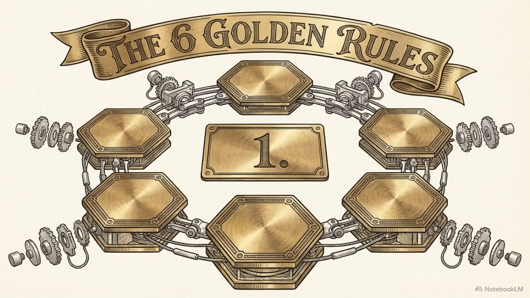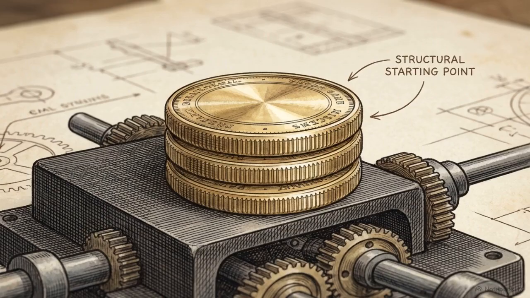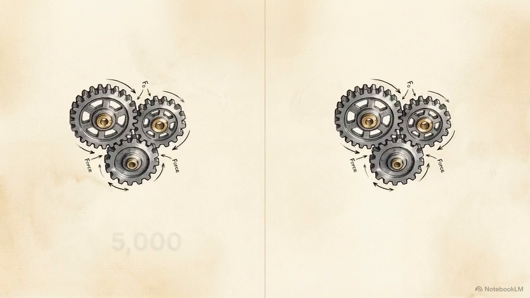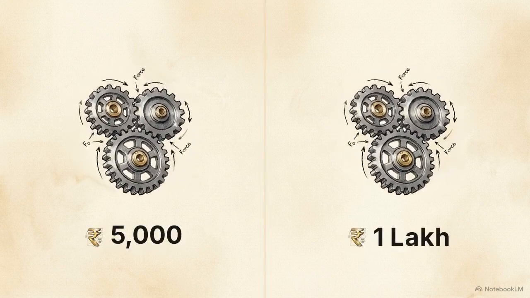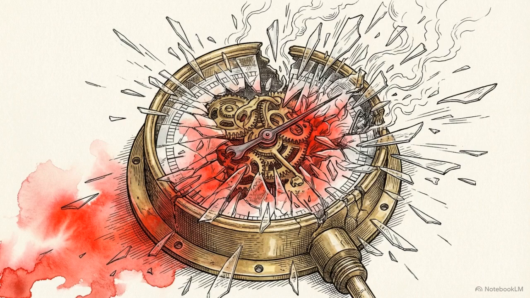To survive this environment, you must adopt strict structural safeguards. Here are the 6 golden rules of execution every professional uses. Rule 1. Start out small. Treat your first trades purely as tuition fees paid to the market. The execution mechanics you learn trading with 5,000 rupees are identical to the mechanics of trading 1 lakh. The only difference is the scale of the damage when you inevitably make an error.